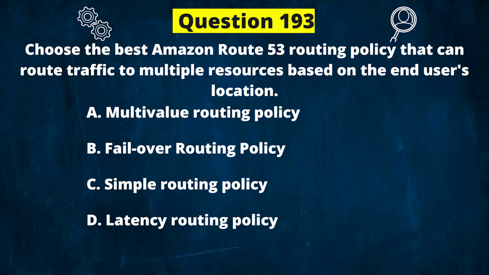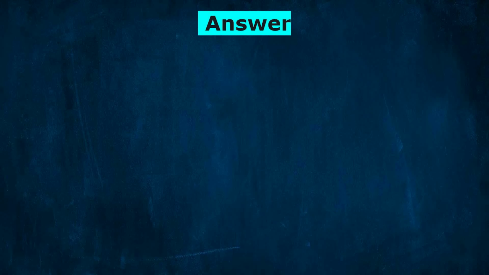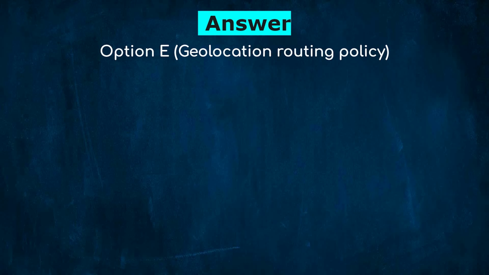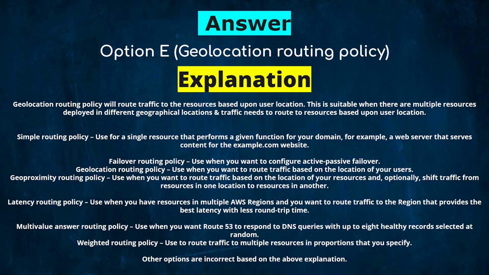Option D, latency routing policy. Option E, geolocation routing policy. And the correct answer is option E, geolocation routing policy. Explanation. Geolocation routing policy will route traffic to the resources based upon user location.